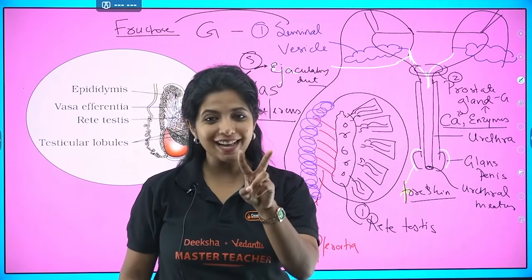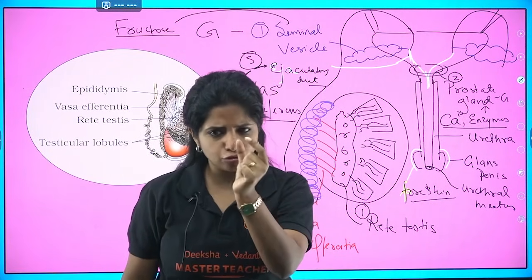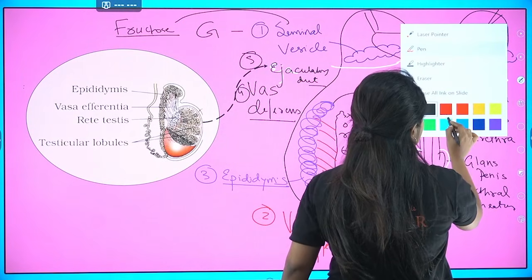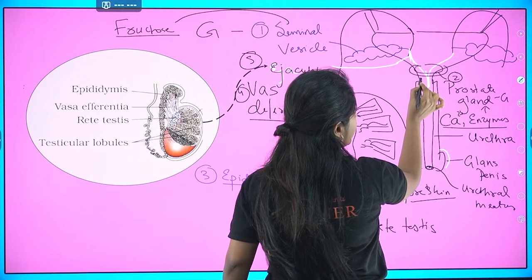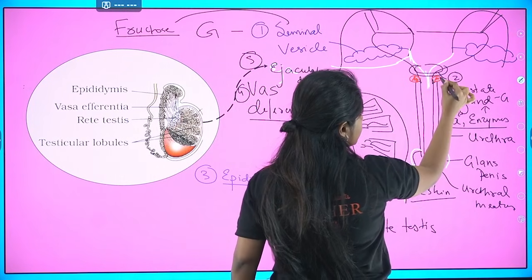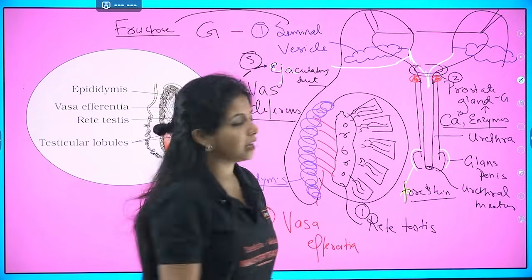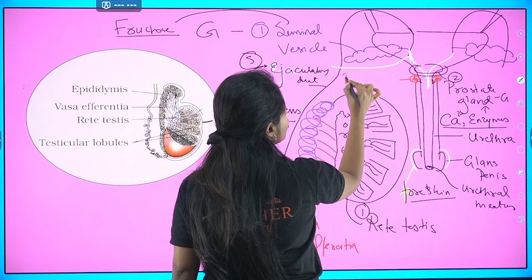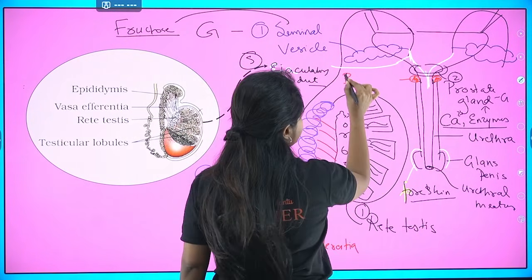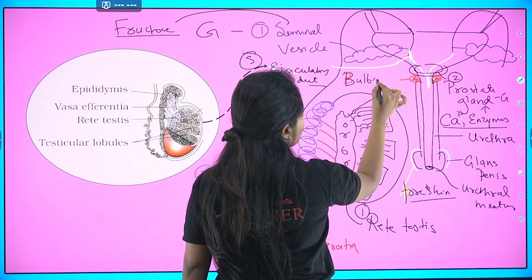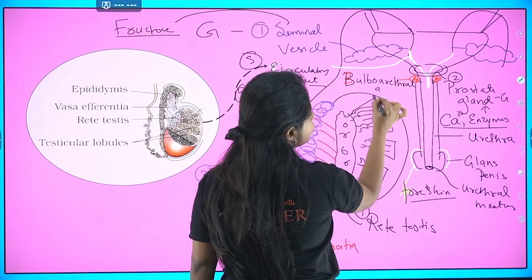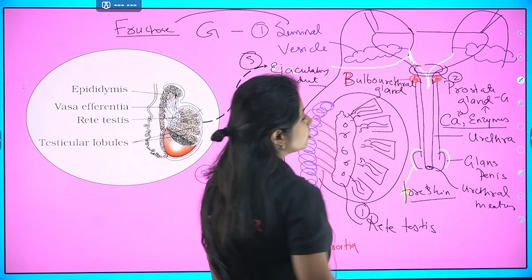So ma'am, only two glands, right? No, one more gland is there, and this gland looks like a bulb, which is why it is known as such. It's right before the penis starts. This gland is known as the bulbourethral gland. Now are you able to see this? No ma'am. So I'll write it down. It is known as the bulbourethral gland. Don't be worried about spelling.